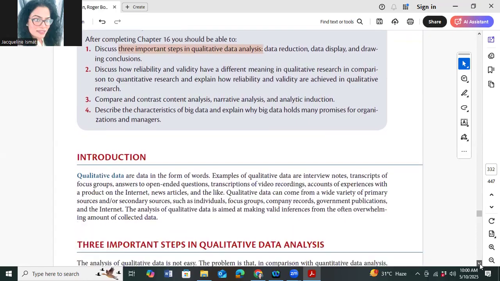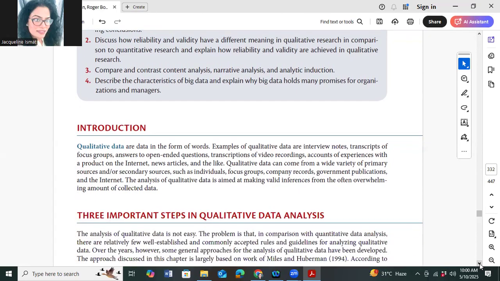So first things first, qualitative data are data in the form of words. This is a form of it. Examples of qualitative data are interviews, transcripts, focus groups, open-ended questionnaires, open-ended questions. It could be transcripts of video recordings, transcription of video recording.